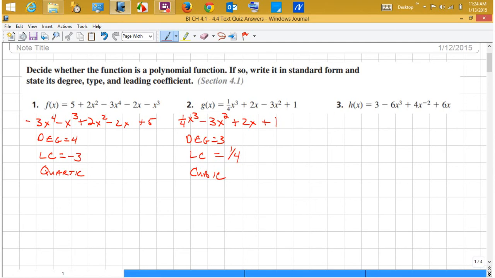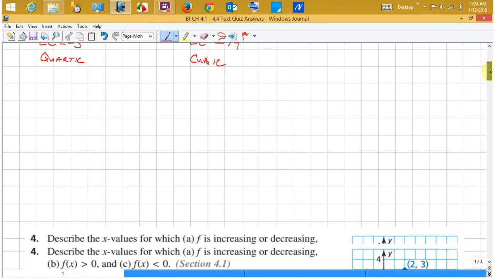Okay, the last one is not. Look at the coefficients, 3, -6, 4, yeah, those are okay, but right here I have a negative exponent, so it's not a polynomial function. Let's go on.